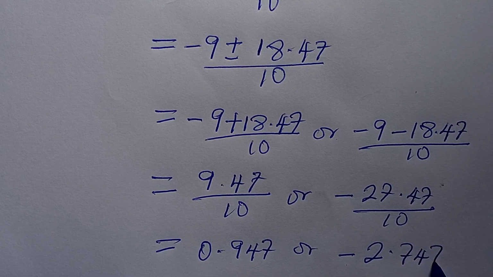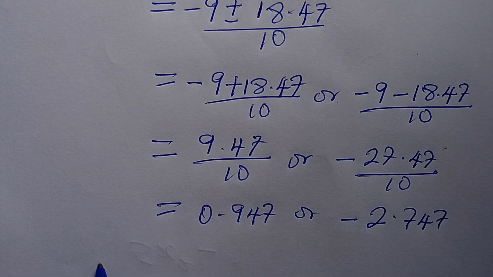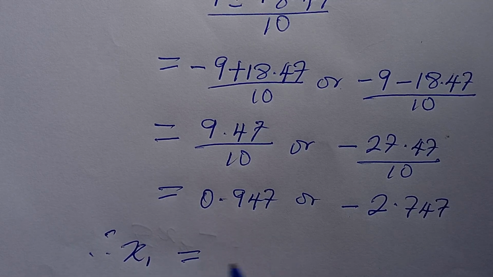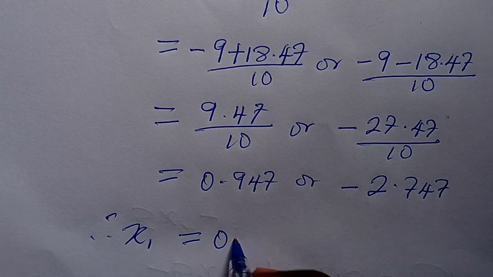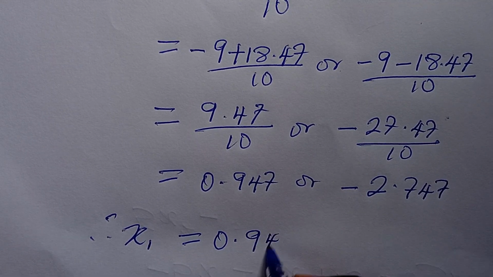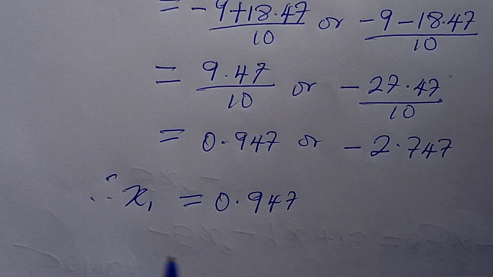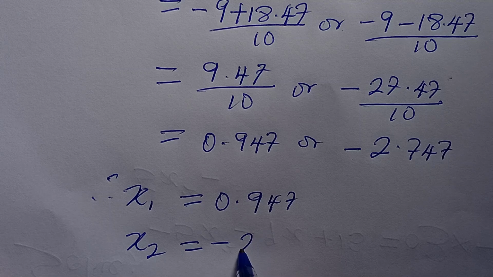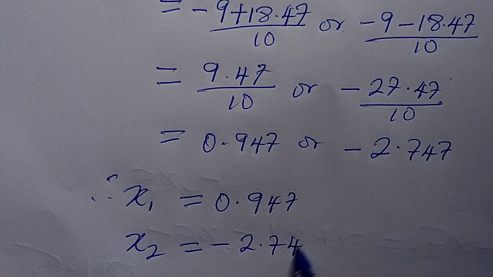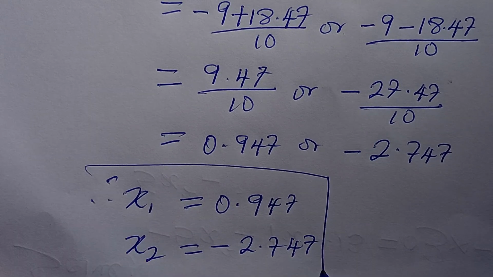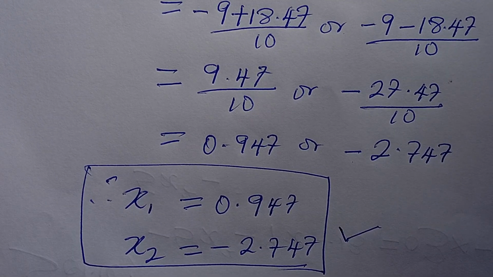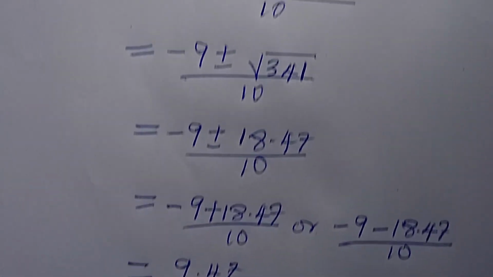So we can now say, therefore, our x1, the first value of x, is equal to the positive one, which is 0.947, and our x2 is minus 2.747. So these are the two values of x that actually satisfy the original equation.